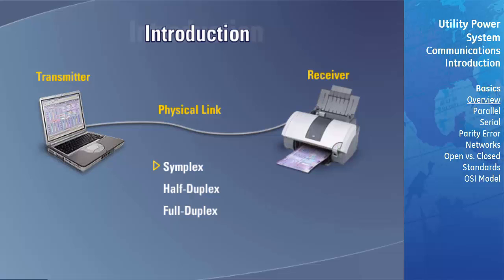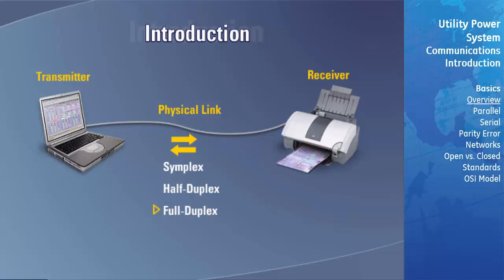Within a simplex link, data can only flow in one direction with no possibility for a change in direction. A half-duplex link has the capacity to transmit data in either direction. However, data can only flow in one direction at any time. With a full-duplex link, data can flow in either or both directions at the same time.